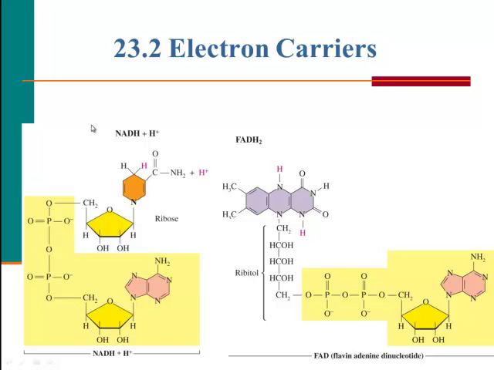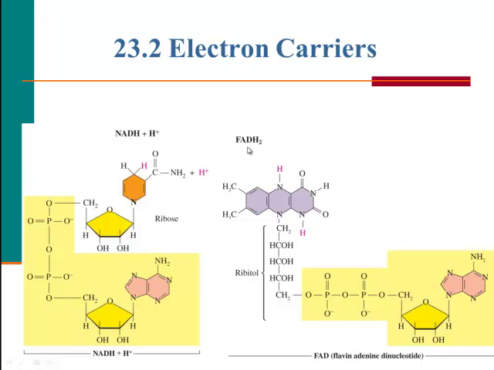Now, during glycolysis, we generated a couple of NADH molecules as we broke glucose down into pyruvate. And then in the citric acid cycle, after pyruvate is converted into acetyl-CoA, those two carbon atoms are cycled through the citric acid cycle, where we make 3 more molecules of NADH and 1 molecule of FADH2.